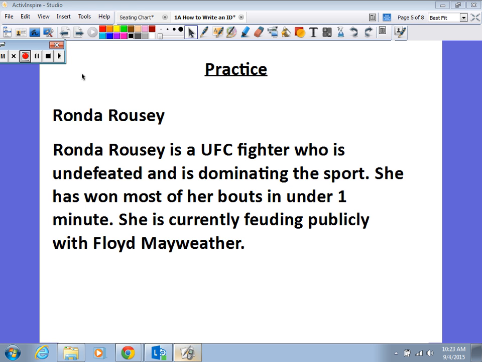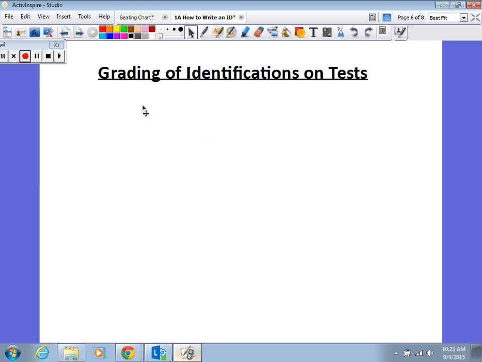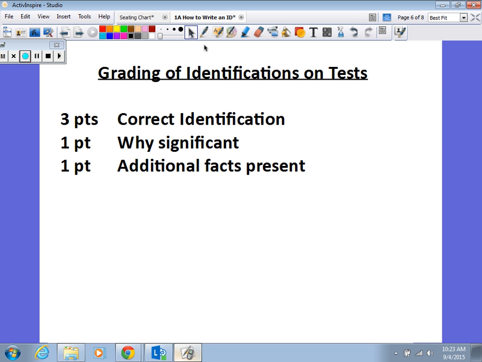Alright, so you guys understand the structure. It's really, really not that hard. I'm not asking for a whole lot in depth. Here's how it's going to be graded on tests or summative assessments. You'll get 3 points for the correct identification, so identifying the person or event correctly. 1 point for having why it's significant. Now here's what I'll tell you guys. You can do this in 1 sentence. It's not required that you do it in 1 sentence, but it is possible to do in 1 sentence. And then I'll give you another point for additional facts present.